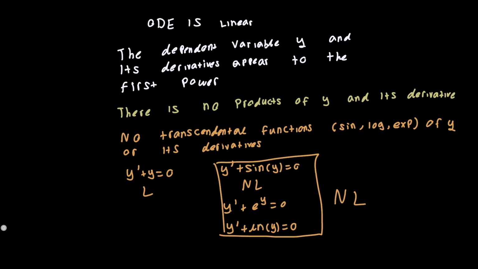And this also includes y prime. You don't need to just have a y for it to be non-linear. This also counts for something like cosine of y prime plus xy squared is equal to square root of y. This is non-linear because we have a transcendental function of y prime, and we also have a y squared and square root of y. So this is non-linear. So we see that none of these four right here are linear.